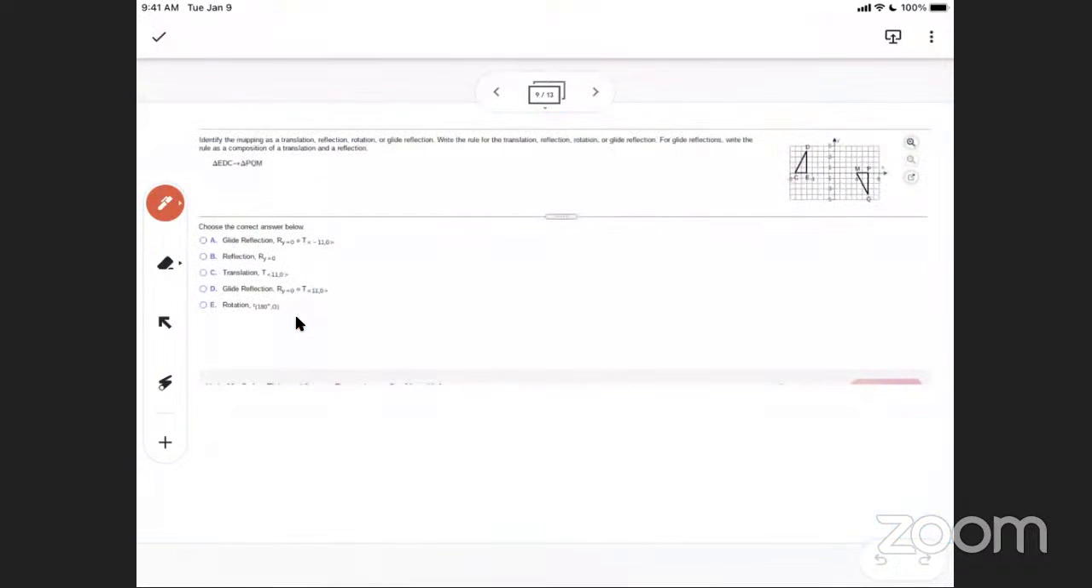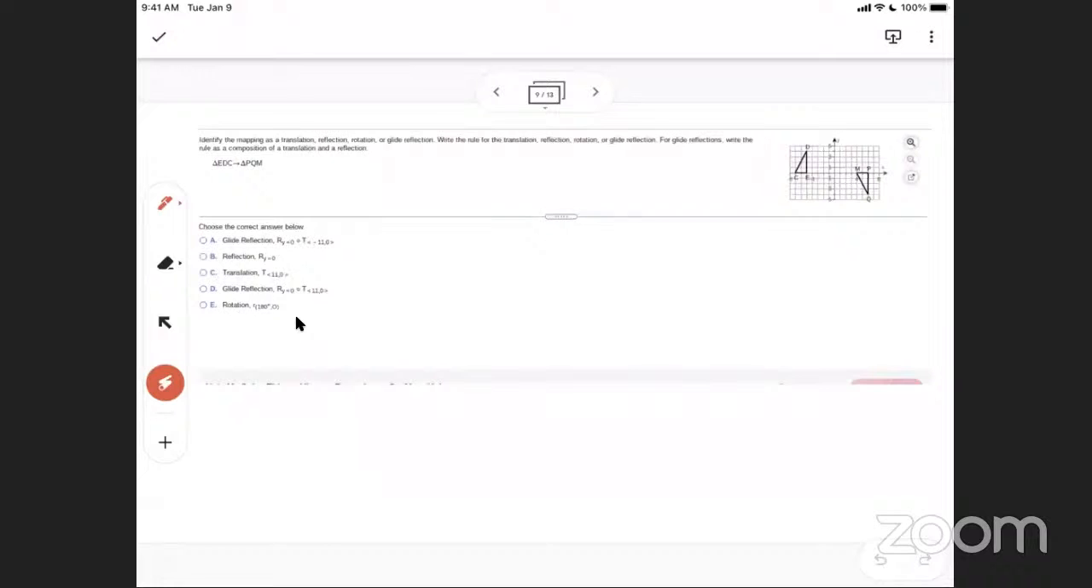Number 9, it says identify the mapping as a translation, reflection, rotation, or glide reflection. Write the rule, and then write it as a composition of a translation and a reflection. So we're going from this one to this one. Can you see how it's a glide and a reflection? Yeah. I'm going to take this and glide it this way, but then I'm going to flip it, reflect it over the x-axis.